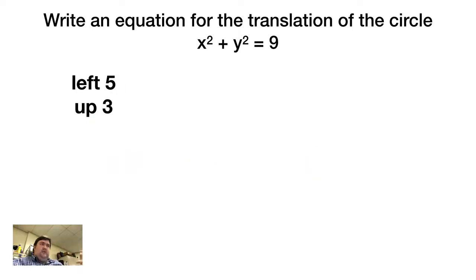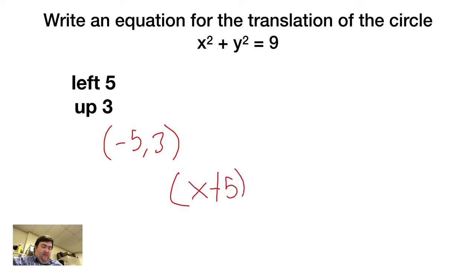So let's look at this one right here. We went left 5, which means it's now negative 5, and then up 3, which is 3. So if I wrote this equation, I would say x plus 5 squared plus y minus 3 squared equals, and because once again it doesn't get bigger or smaller, it's still going to be equal to 9.